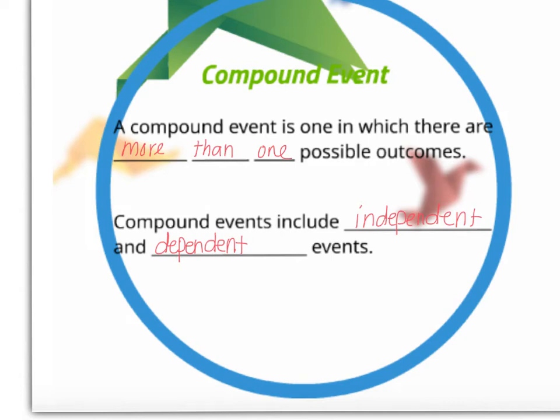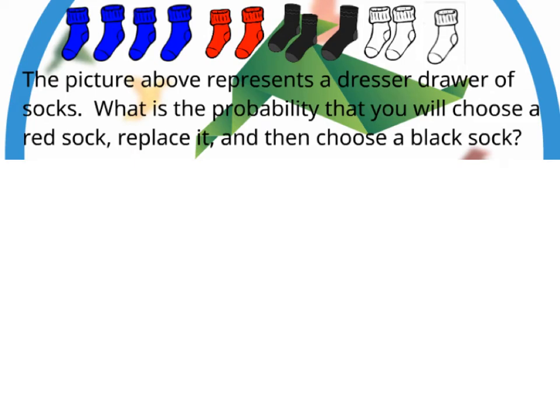In today's video, we're going to look at how to find the probability of compound events. A compound event is when there is more than one possible outcome. In simple events, there was only one; in compound, more than one. There are two types of compound probabilities: independent and dependent. Today's video is over independent probability. We're going to show with a word problem first and then go into some skill applications.